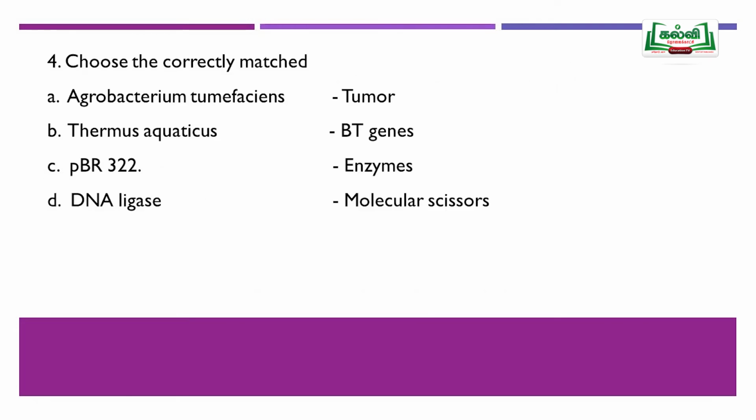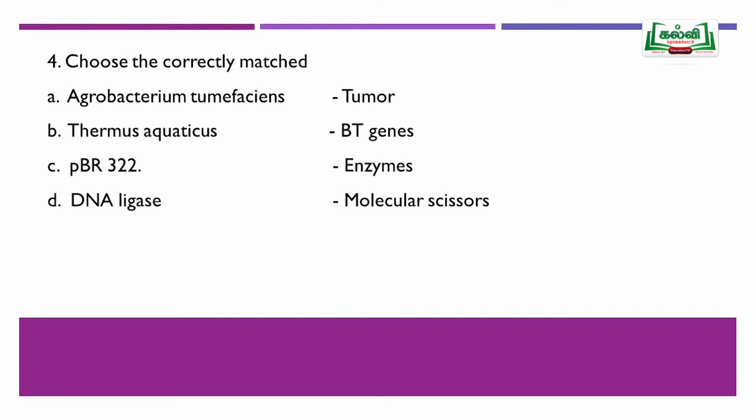The next question: choose the correctly matched. Four options are given, and we have to know which one is correctly matched. Three options are wrong. Agrobacterium tumefaciens, the option given is tumor. Then Thermus aquaticus, BT gene, PBR322 enzymes, DNA ligase, molecular scissors. We will discuss from bottom to top. DNA ligase is not a molecular scissor, it is actually a molecular glue. It will join two DNA molecules and produce a phosphodiester bond.